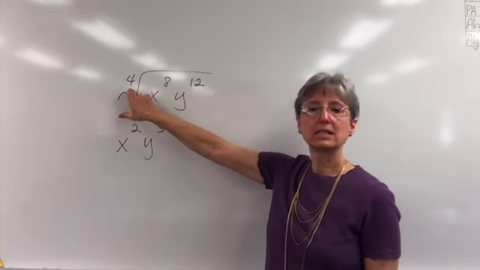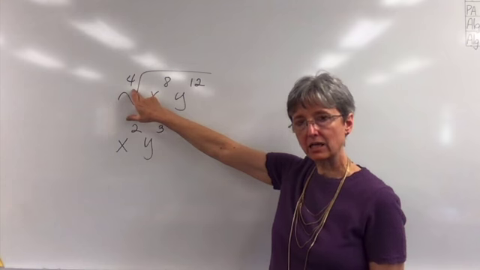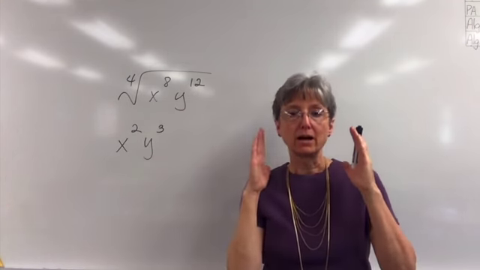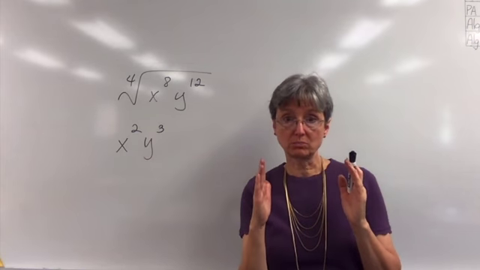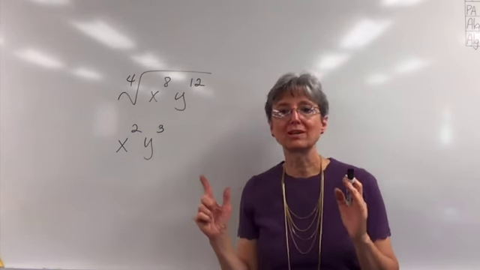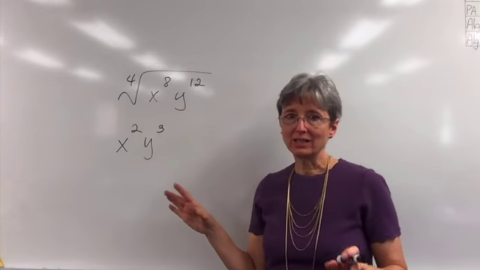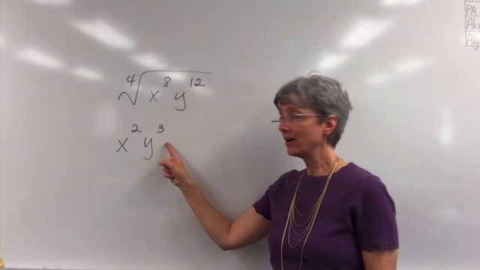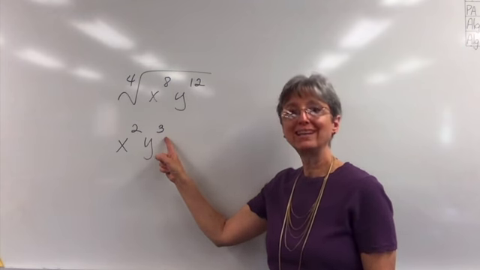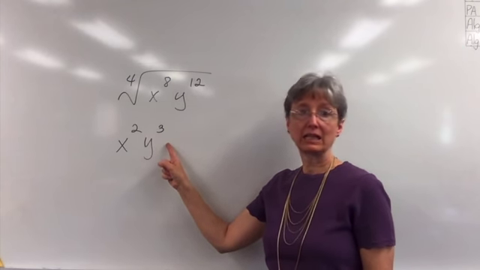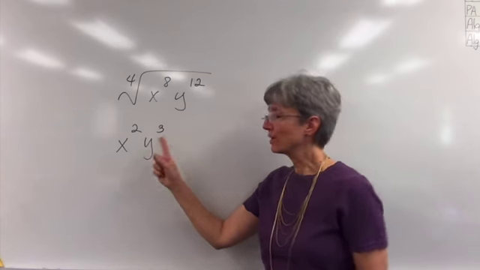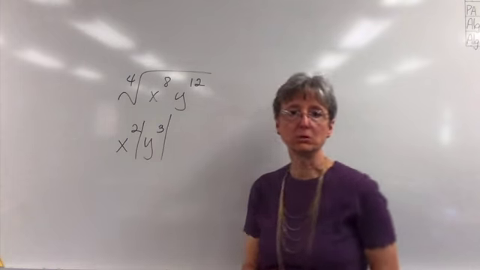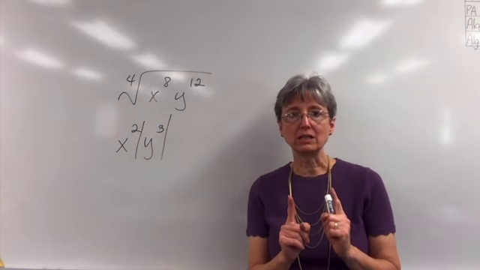Now this is an even index. I want to make sure that I'm just dealing with my positive roots, because this means positive roots, if I don't want any negatives. If I have a negative number in here and it's raised to the power of 3, it'll end up being negative and that'll mess up everything. So here is an example when I want my absolute value symbol. So this is when you need it.